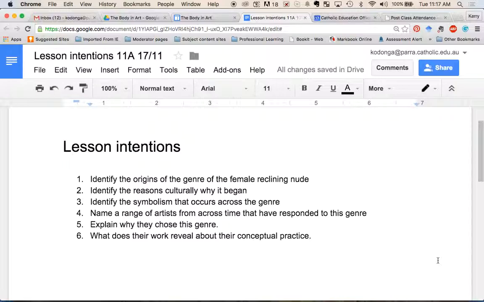Okay, why did it happen? Is it because of the pleasure of the man's eyes? Yes, the pleasure of the male gaze. Is that what you're trying to say? Yep, that's right. Who was it made for? Rich men. So were these artworks of reclining female nudes, which is essentially what they are, for public display or private display? Private. They were very private.